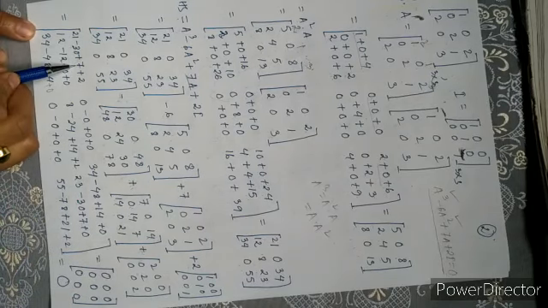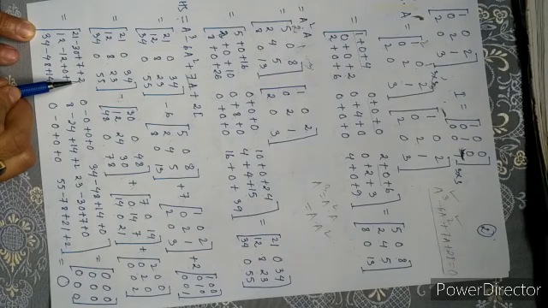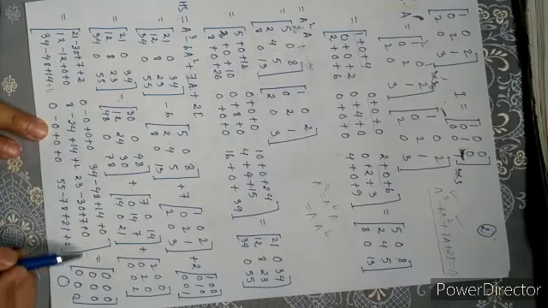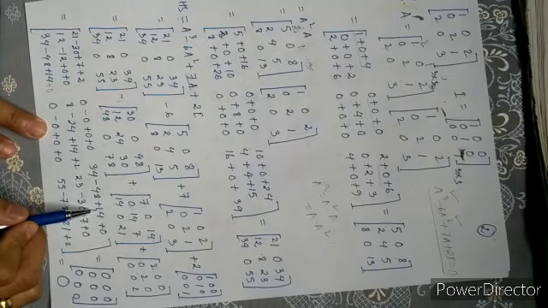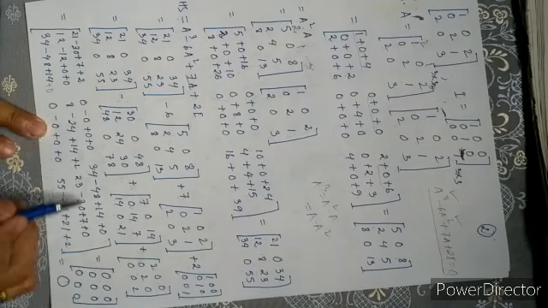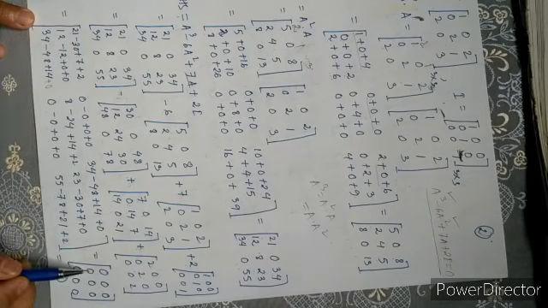21 plus 7 is 28. 28 plus 2 is 30. Minus 30 is 0. 0, 0, 0. 34 plus 14 is equal to 48. 48 minus 48 is 0. 12 minus 12 is 0.